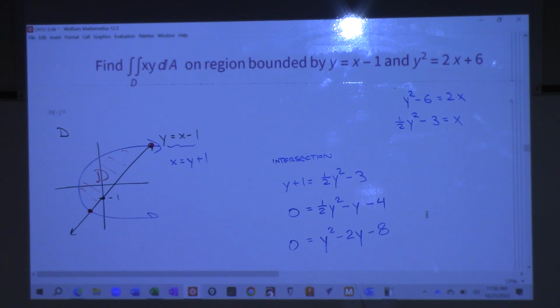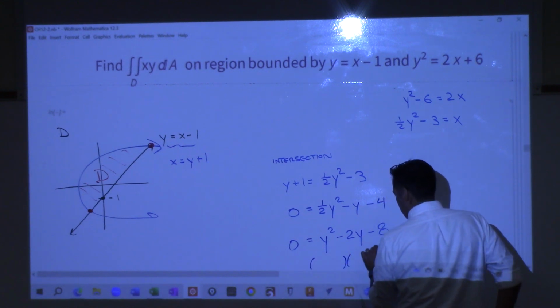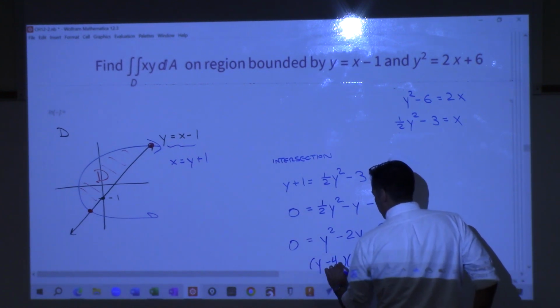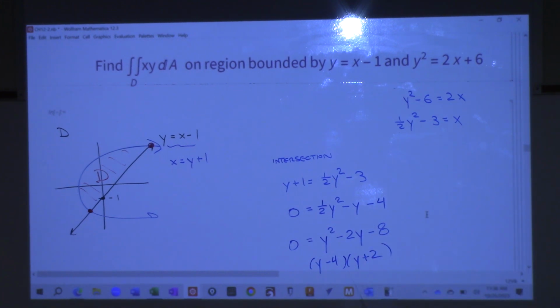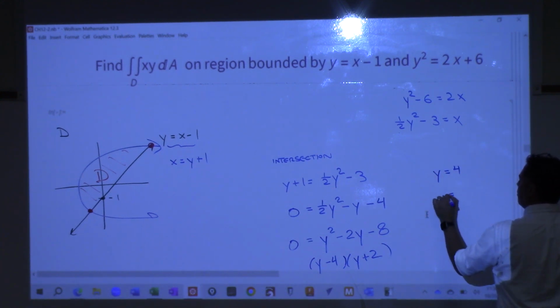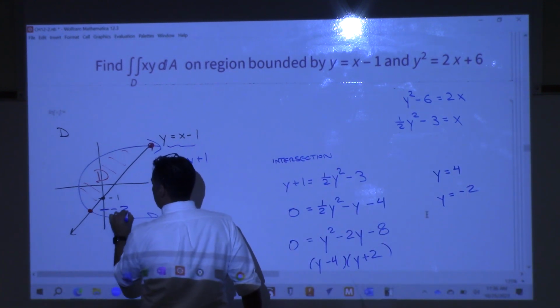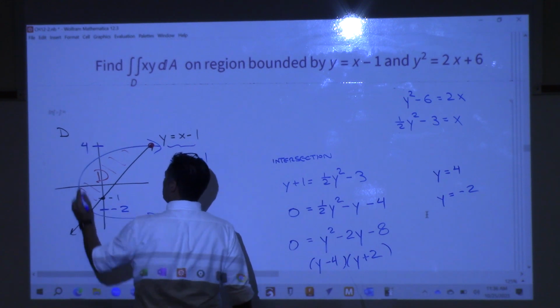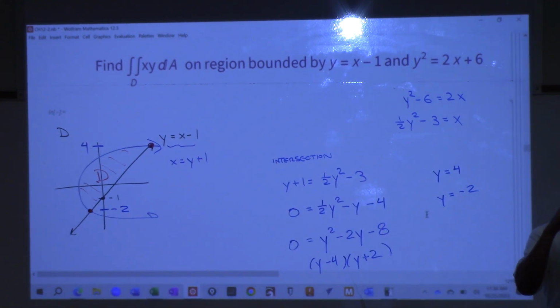Trying to solve that. Does it factor? Minus 4 plus 2? Y minus 4, y plus 2? So what are my two solutions there? 4 and negative 2, right? So down here at negative 2, that's where they hit, and then up here at 4. Do you see I'm doing this without actually having a true picture? I know enough about this to be able to draw a general sketch.